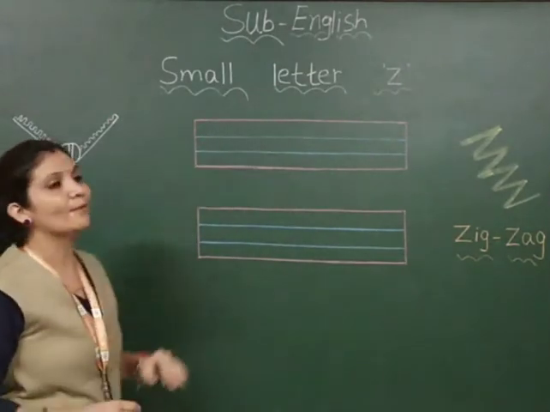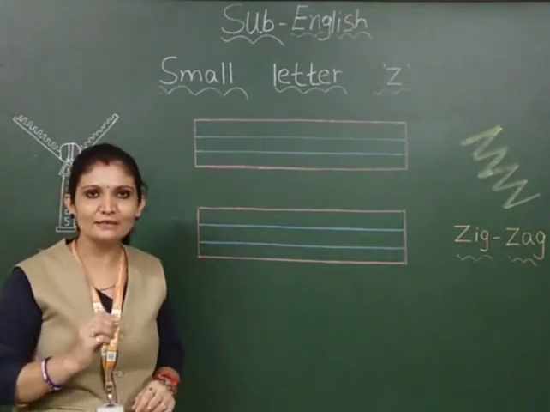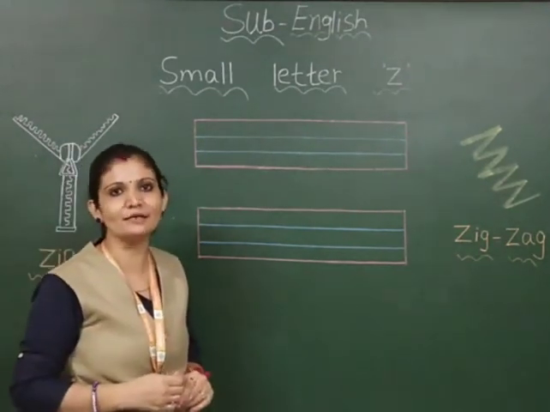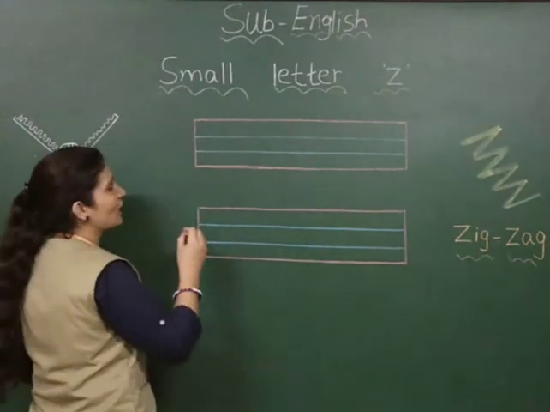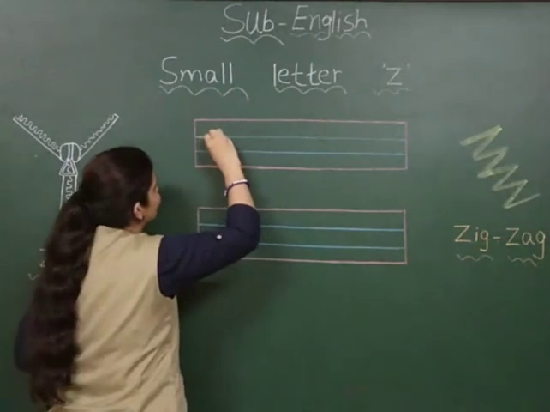These two are blue lines. Small letter Z also we have to write in blue lines. Now see how to write small letter Z. First what we have to do? First we have to make one sleeping line like this.